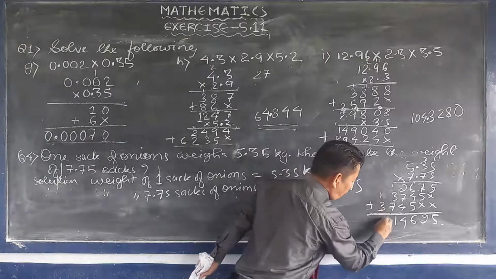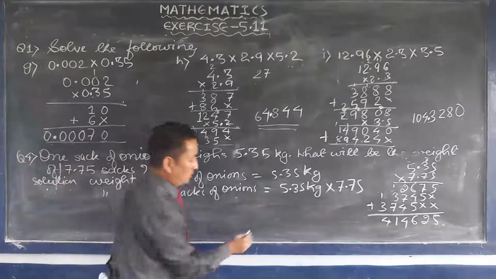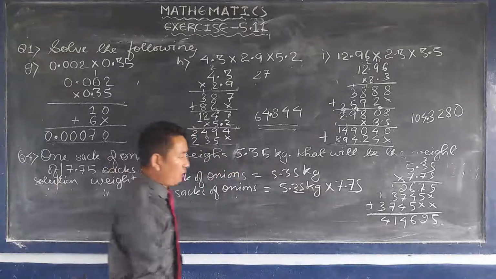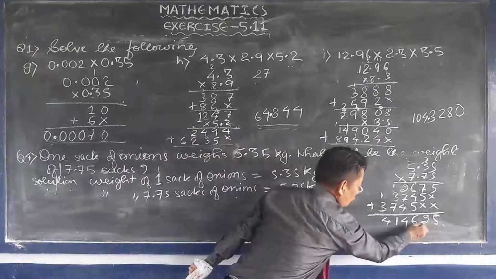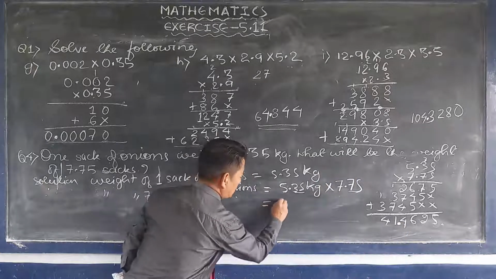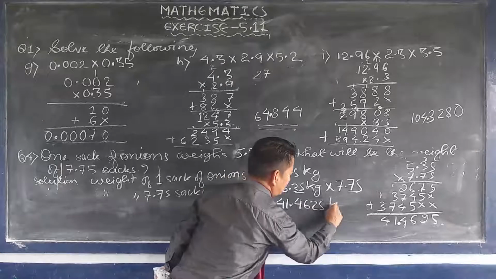3 plus 1, 4. Here we'll count the digit after decimal point. Here 2 places, here 2 places. 2 plus 2, 4. So 1, 2, 3, 4 here. So the answer is 41.4625 kgs.